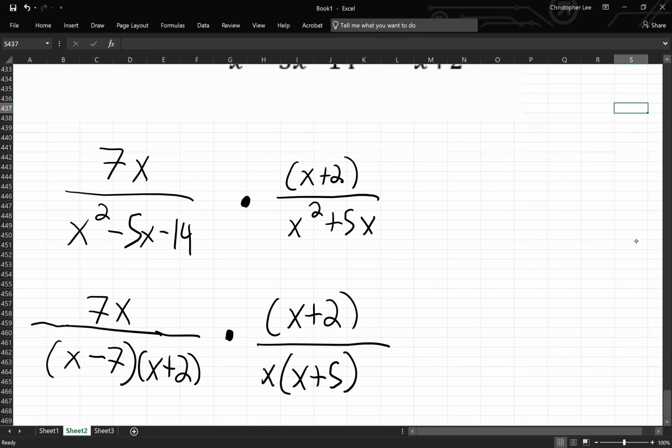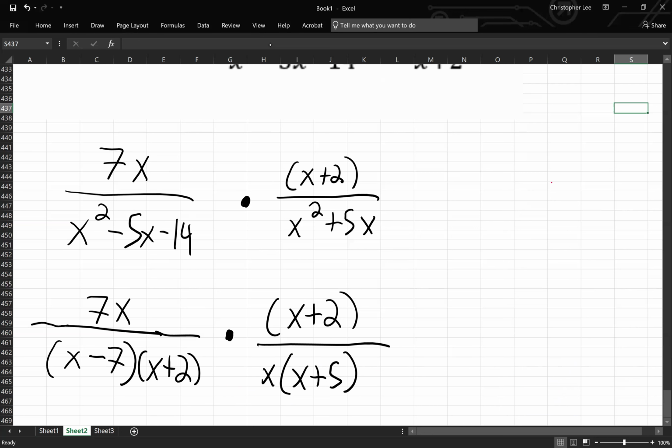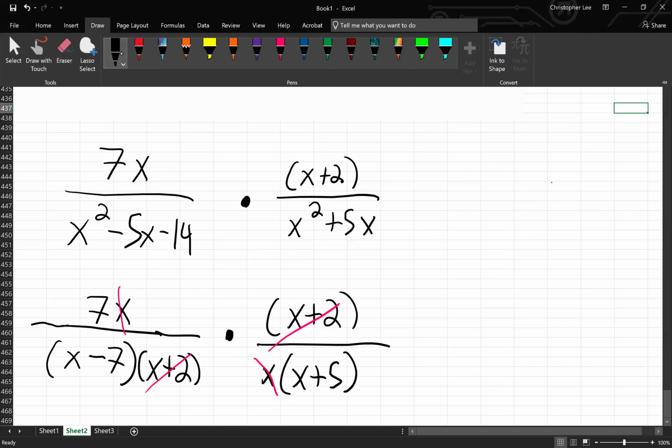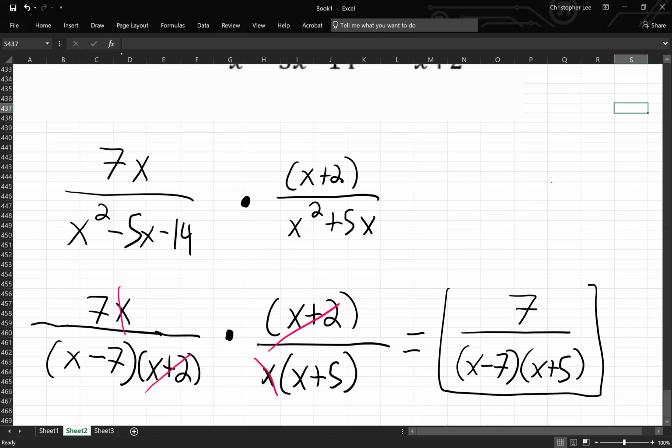So what should I do next? Okay. The negative, which one is that? And what else? There's one other thing. The x's. This x and this x can cancel those out, right? So now let's look at what's left over. I have 7 up top by itself over x minus 7 and x plus 5. This is my full answer.